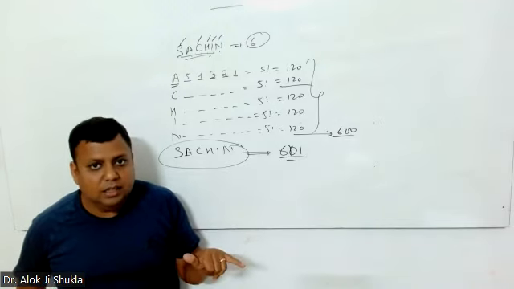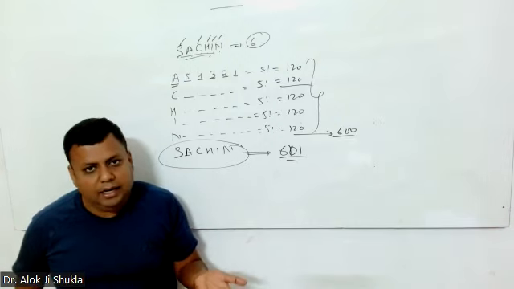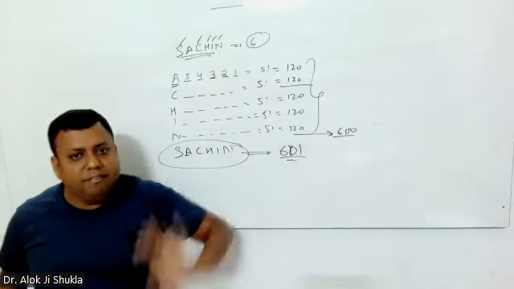Now I am left with 5 letters and I have to arrange them at 5 places. Therefore the number of ways is 5 factorial.